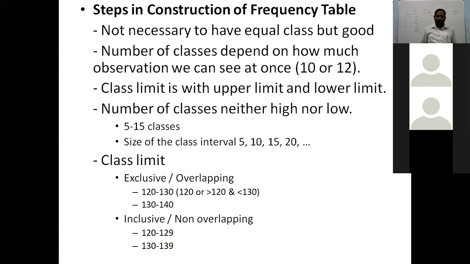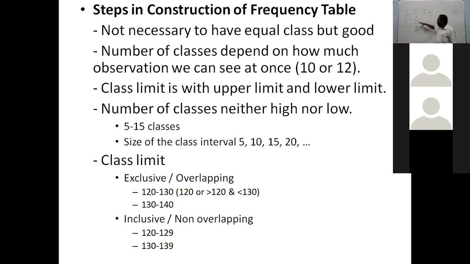For example, if I have 10 data points, I cannot have 5 classes. Why? Then we have a problem because each class will have only 1 or 2 data points. That is not a good criterion. There are not enough observations for each category, so that is not a good criterion for constructing the frequency table. To have a better frequency table, we should have at least 10 to 15 data points in each class.